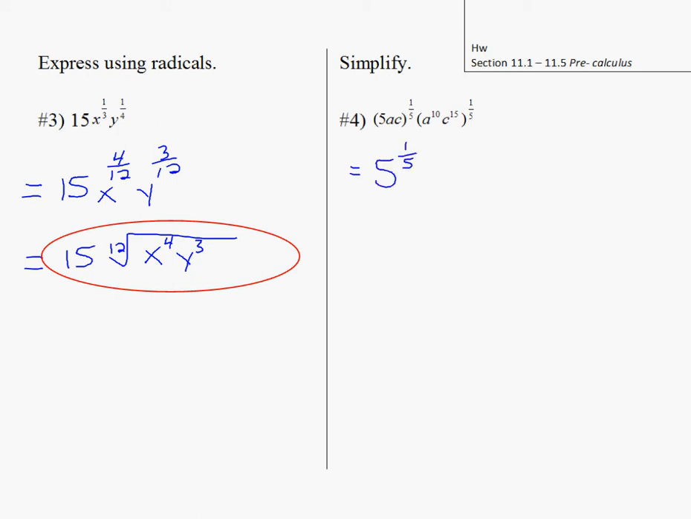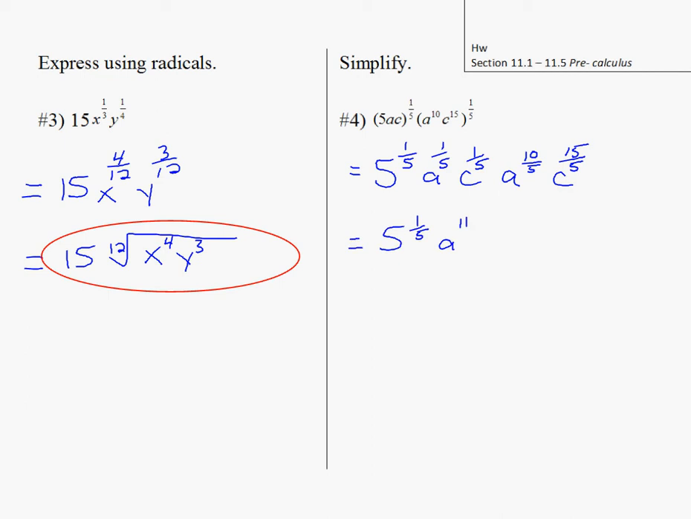Number 4, using the power of a power property, multiply exponents. A has an exponent of 1. A times a fifth is 1/5. 5 also had an exponent of 1. 1 times a fifth is a fifth. C had an exponent of 1. 1 times a fifth is a fifth. 10 times a fifth is 10/5. 15 times a fifth is 15/5. Notice I did not reduce my fractions, not till the end.